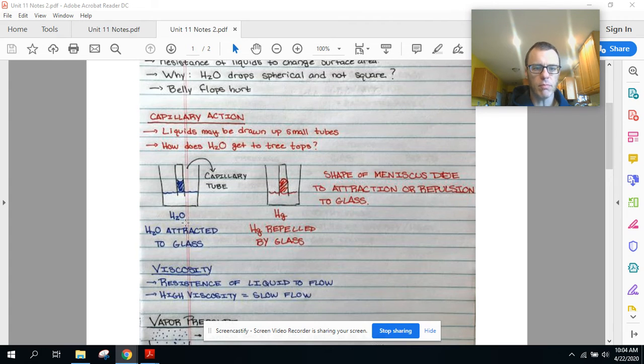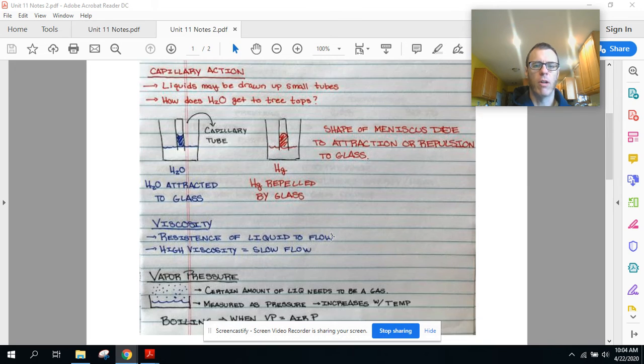Now, you'll have two different shapes of meniscuses. For water, you get that one going down. It's because water is a little bit attracted to glass. We know that because it sort of sticks to it. Whereas something like mercury is repelled by glass, so you get this oppositely shaped meniscus. Because water is attracted by glass, mercury is repelled.